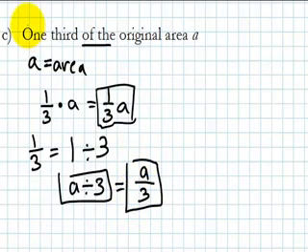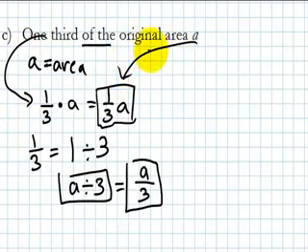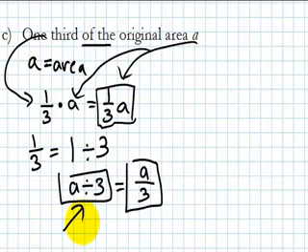So the verbal expression was 1/3 of the original area A. You can use that as multiplication, 1/3 times A. Or you can use 1/3 as an understanding of division. So anytime we have 1/3 of something, you're dividing it by 3. So A divided by 3, and anytime you show division of two things, you can write it as a fraction, in this case A over 3.